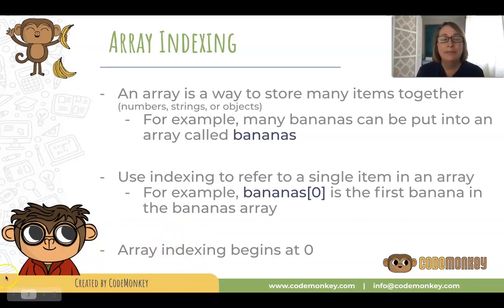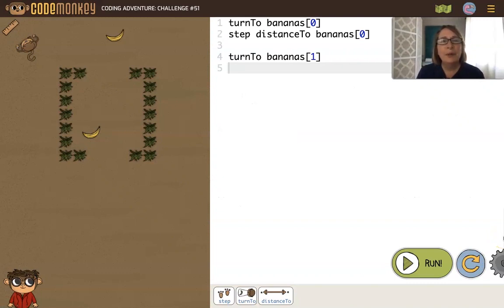Let's look at an example. Here's an example where we have several items as part of our challenge. We have 2 bananas, and they are put into an array called bananas. This one has the index of 0, and this banana is in the array bananas with an index of 1. We also have all of these bushes that are in an array called bushes, and each one has a different index. Since there's only one monkey, it's not put into an array, it's just monkey.